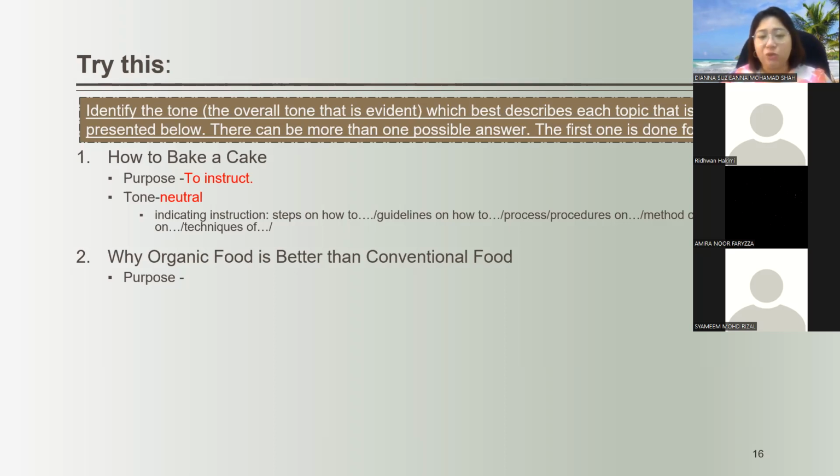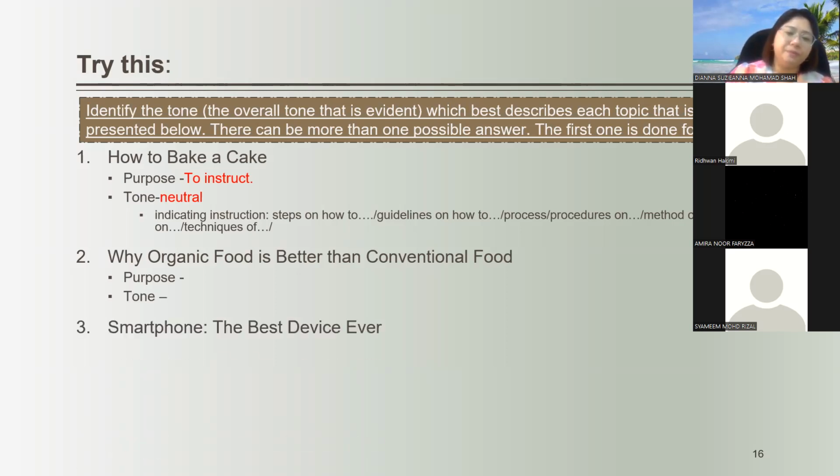All right, and then why organic food is better than conventional food? Because this idea is actually to compare between one particular notion to another one. Then definitely the purpose is going to be on kan, to persuade, for example. All right, that's how it works. Smartphone, the best device ever. Are you sure about that? Okay, the best device ever. Sure ke? Kalau it comes to this particular idea, this is actually to persuade.